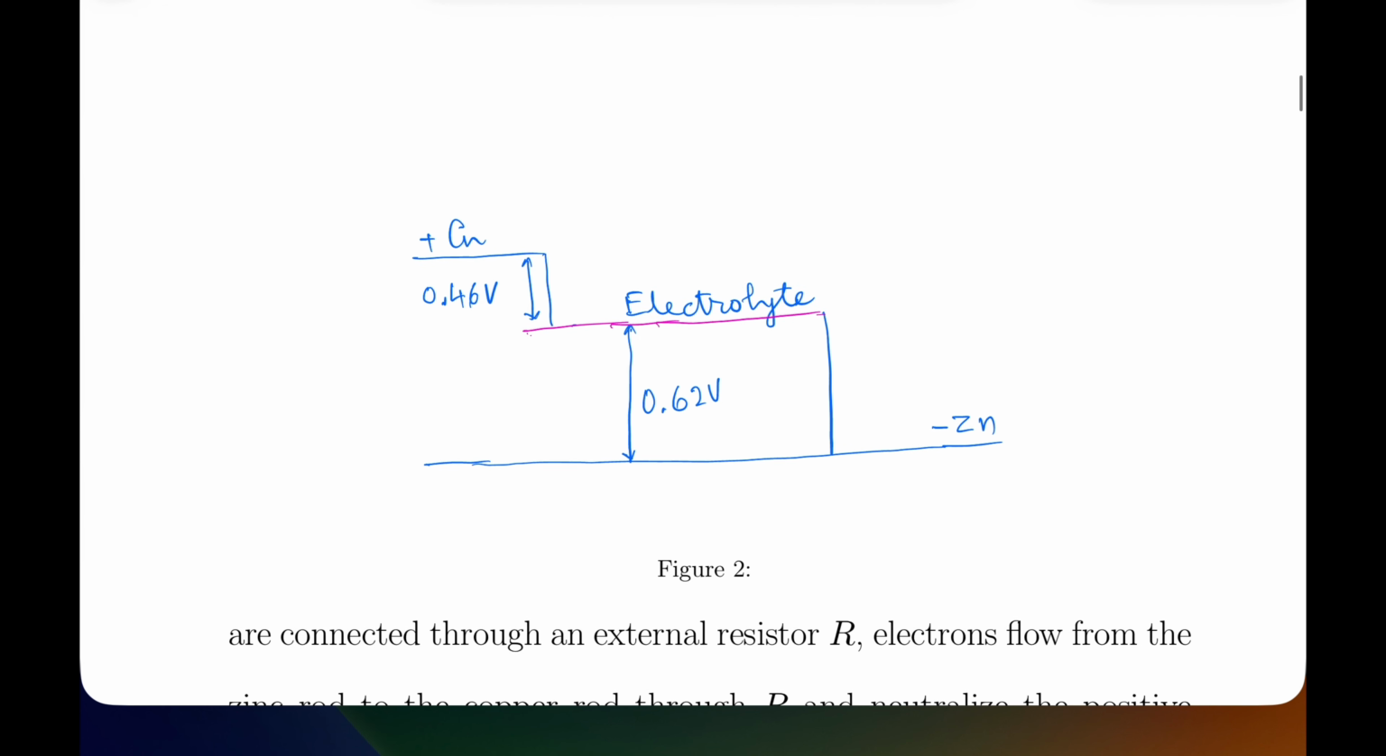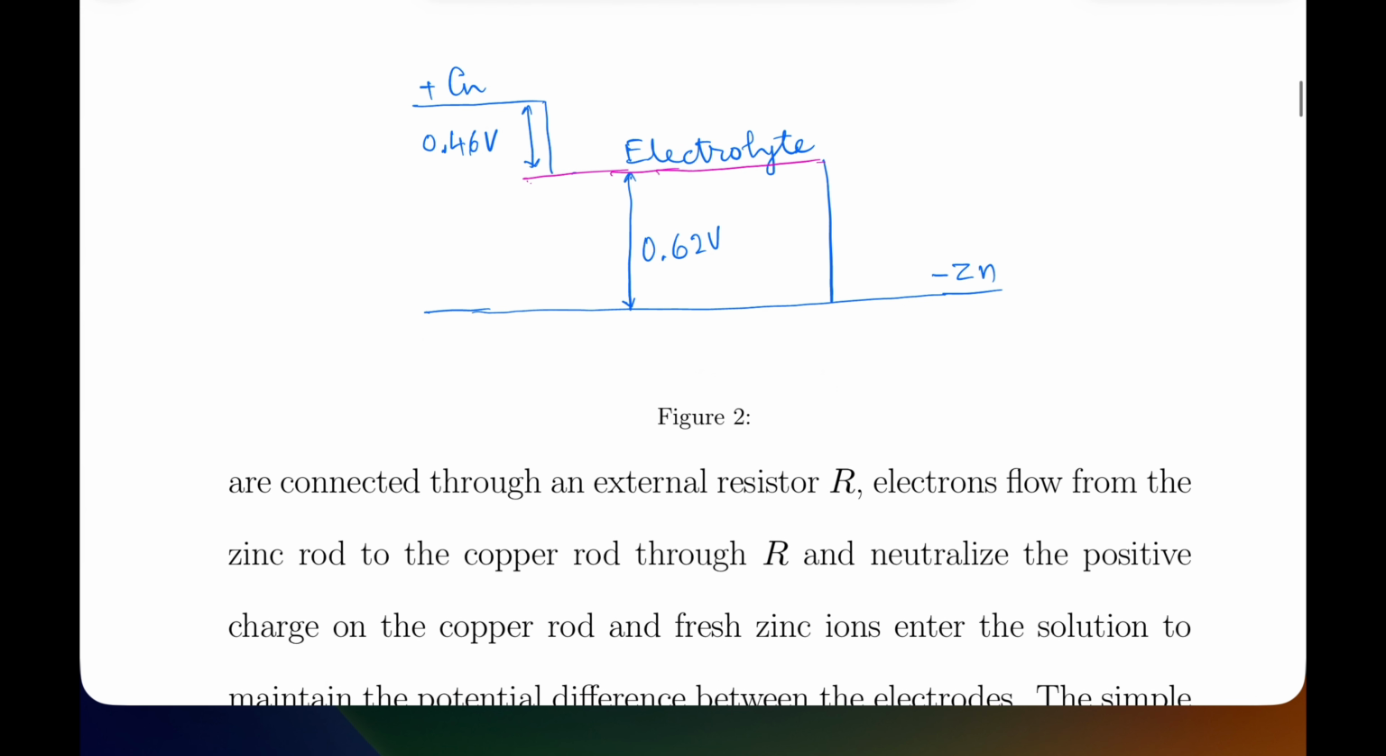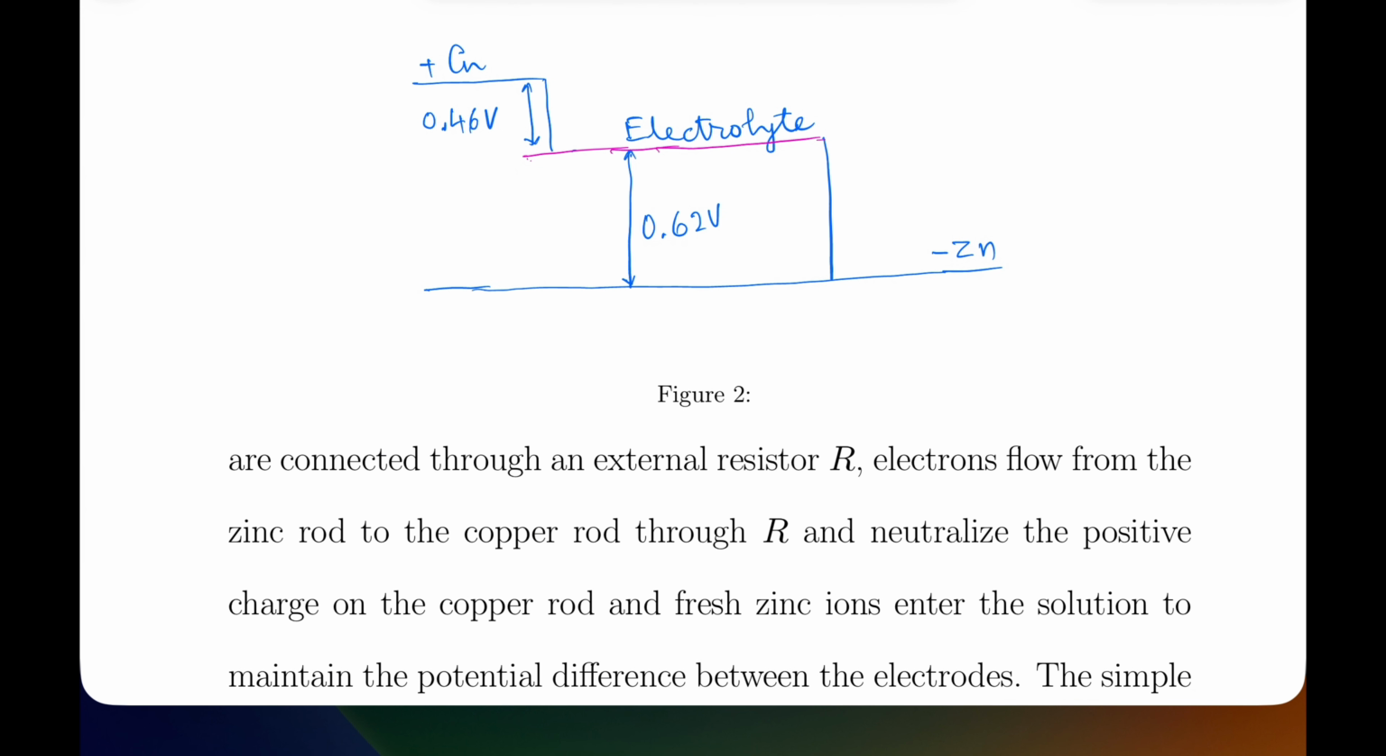When the two electrodes are connected through an external resistor R, electrons flow from the zinc rod to the copper rod through the resistor R and neutralize the positive charge on the copper rod, and fresh zinc ions enter the solution to maintain the potential difference between the electrodes.